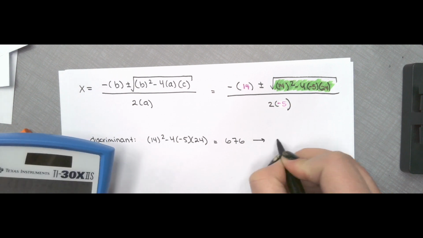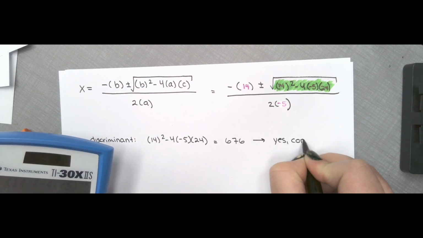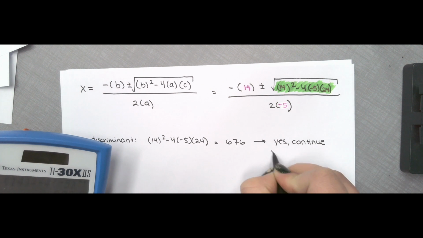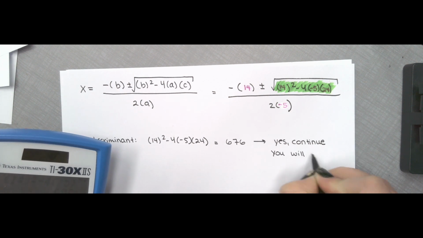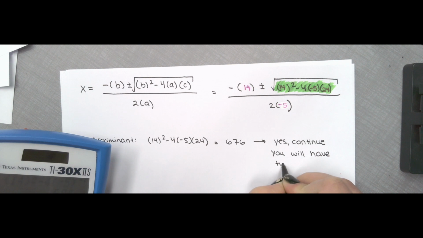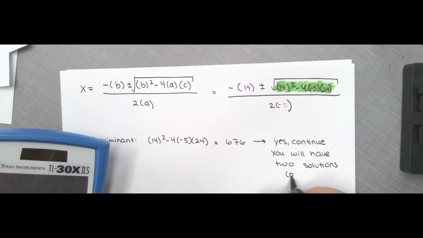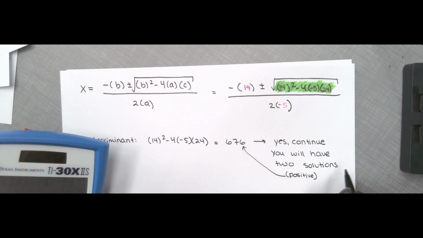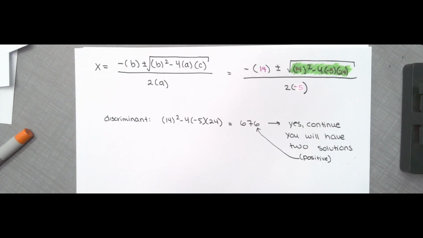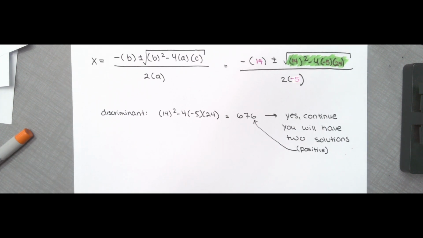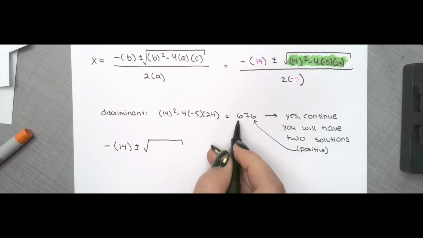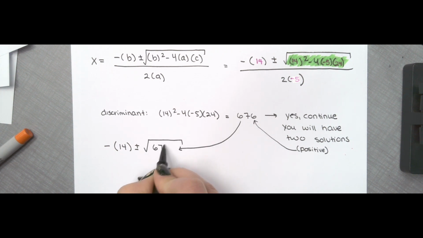That means, yes, continue. You will have 2 solutions. And again, this is because it is positive. It doesn't mean your answers will be positive. It just means because that number is positive, you will have 2 solutions. Now you can continue with the quadratic formula. But again, beautiful people, you already know what is inside the radical. You just solved it, so don't waste your time. Just write it in.